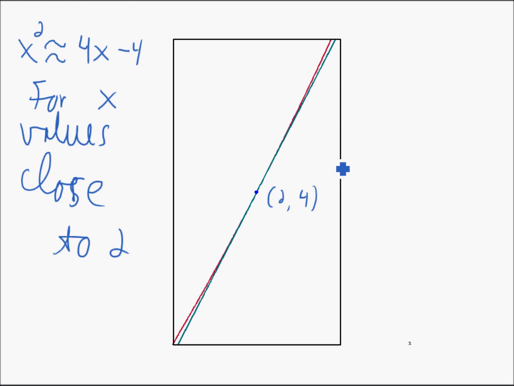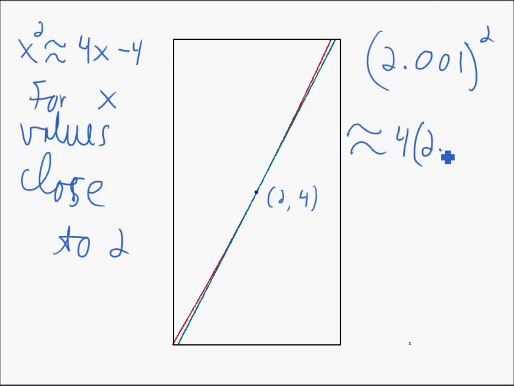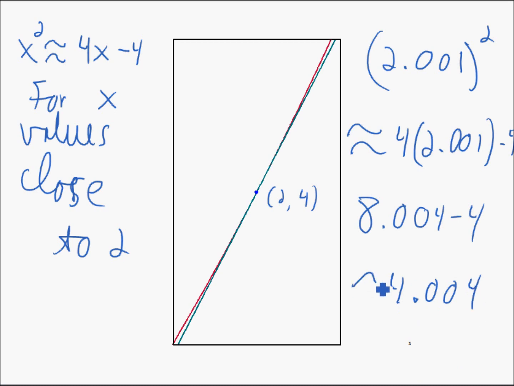Now that doesn't seem super crazy at this point, because x squared is not that difficult to deal with. Like let's say I want to know what 2.001 squared is. That might take a little bit of work to do, but I know it has to be about 4 times 2.001 minus 4. Well, 4 times 2.001 is 8.004, and minus 4 is 4.004. So it's approximately this number.